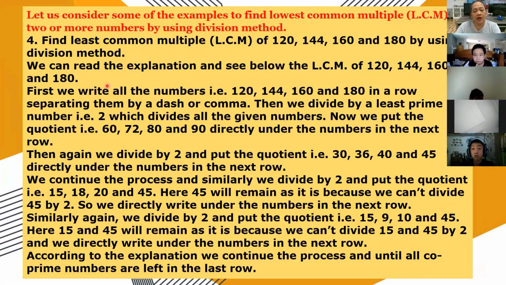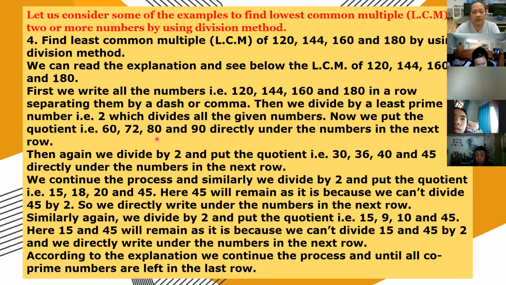First, we write all the numbers. These four numbers, you write in a row, separating them by a dash or comma. Then we divide by the least prime number, for example 2, which divides all the given numbers. You can divide these four numbers by 2. Now, we put the quotient. Quotient is the answer in division, okay?